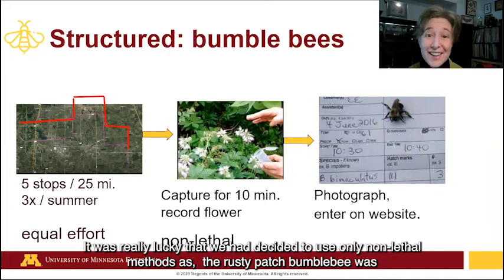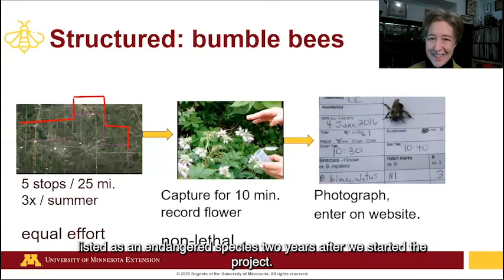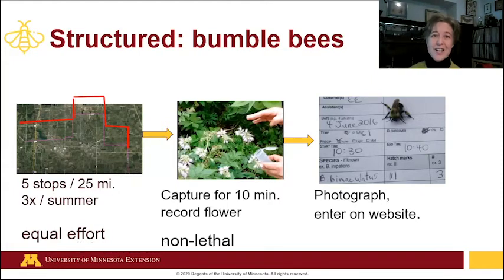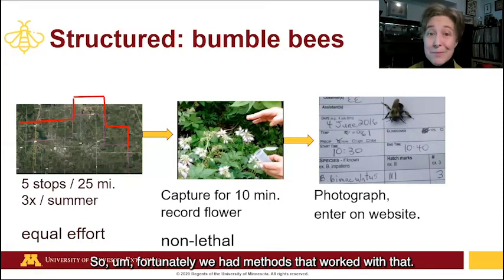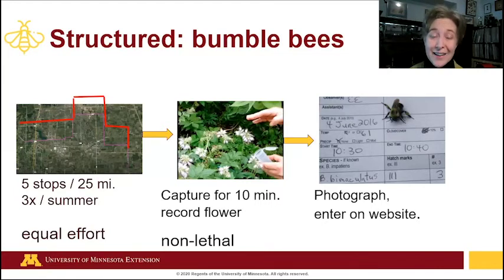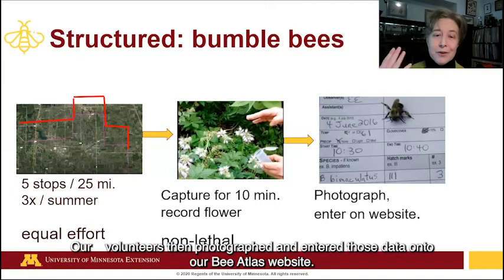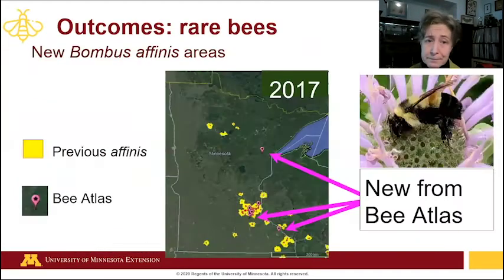It was really lucky that we had decided to use only non-lethal methods, as the rusty patch bumblebee was listed as an endangered species 2 years after we started the project. So fortunately, we had methods that worked with that. Our volunteers then photographed and entered those data onto our Bee Atlas website.